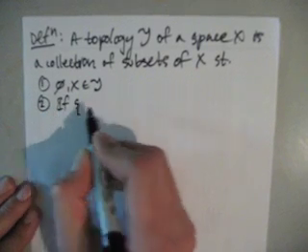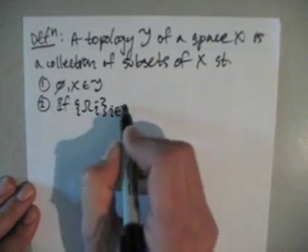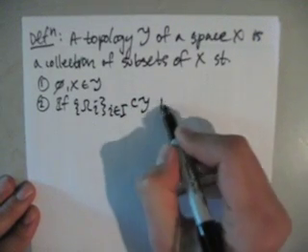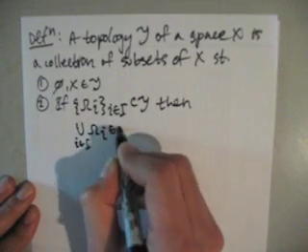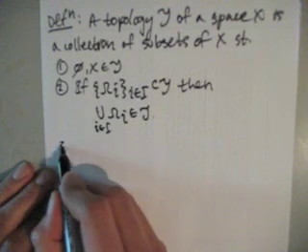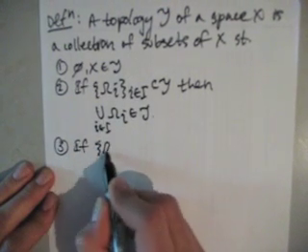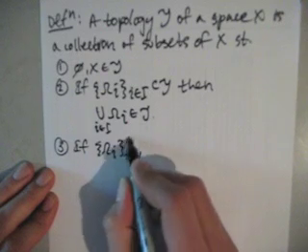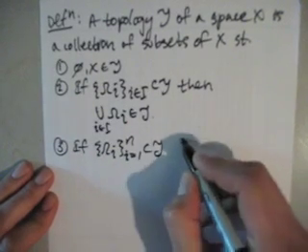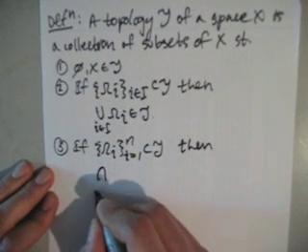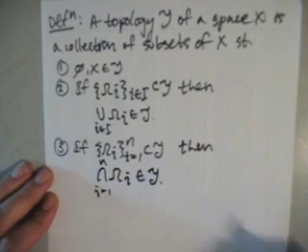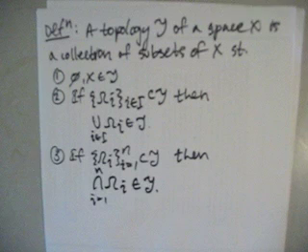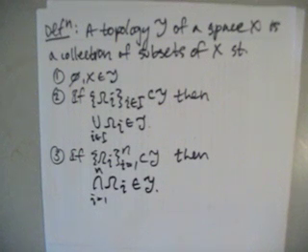2. If you have an arbitrary collection of elements in T, then the union over all i in I of omega i is also in T. 3. If you have a finite collection of elements of T, then the intersection over all the omega i's is also in T. That's the definition of a topology. So, in other words, a topology is a set that contains the empty space, the full space, and is closed under arbitrary unions and finite intersections.